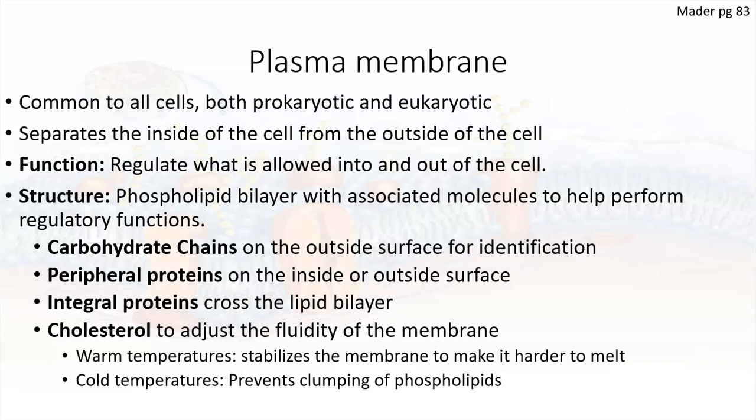So do remember that our main function is to separate the inside of the cell from the outside of the cell, right? And in order to make a distinction between what's on the inside and what's on the outside, you need to regulate. You need to decide what's allowed into the cell, what's allowed out of the cell, okay? And so we see there's a series of structures involved in plasma membranes to allow that to happen.